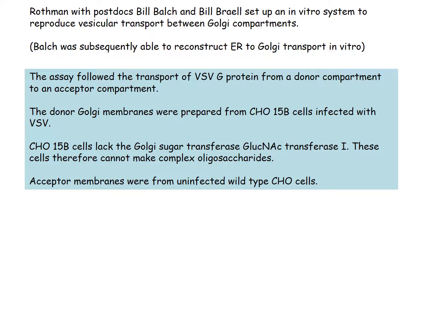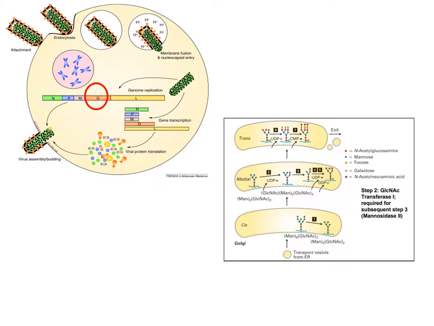So acceptor membranes were from uninfected CHO cells. So they had the donor membrane, the CHO 15 cis, to the acceptor membrane, the uninfected wild type CHO cells. And what does the virus look like here?